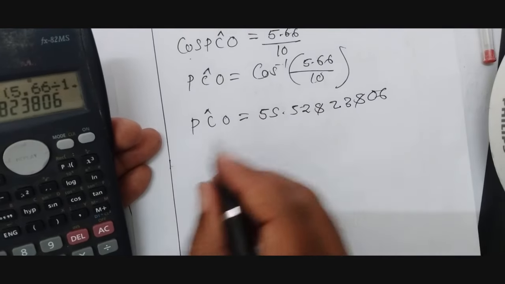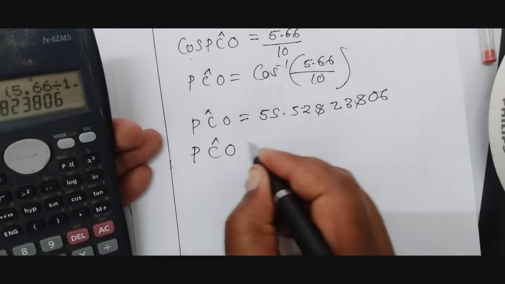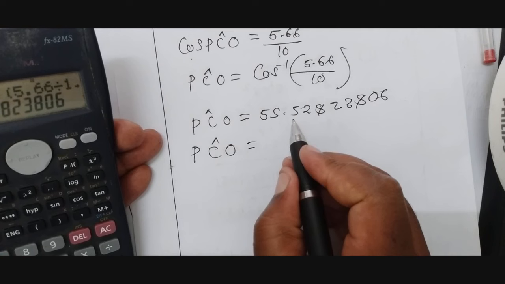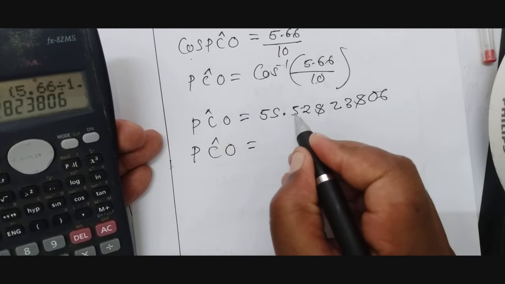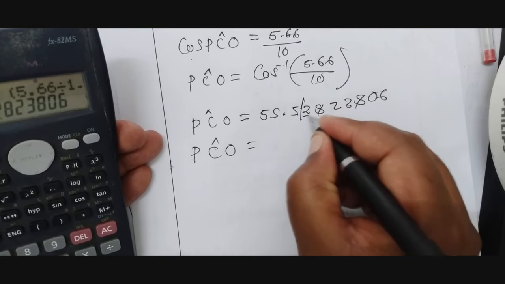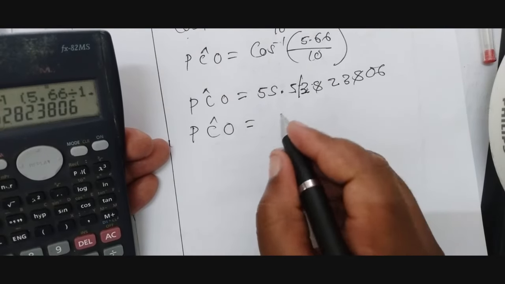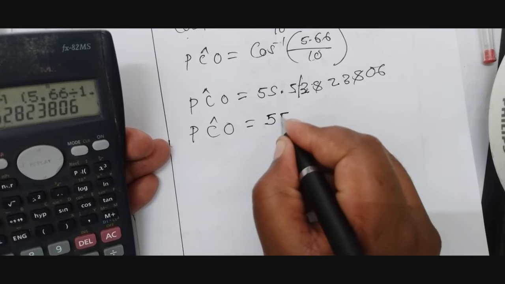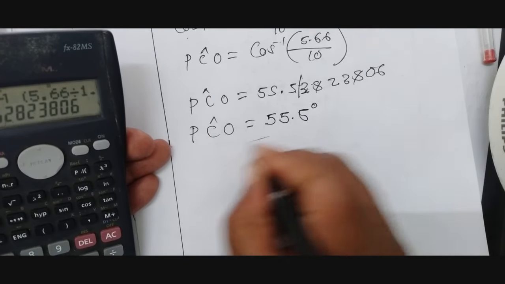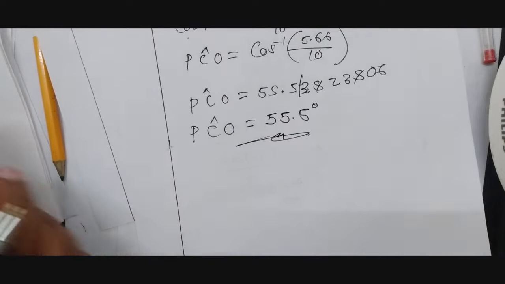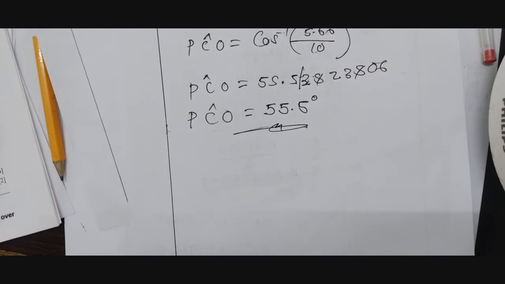823806. So PCO is equal to, now when you are dealing with degrees, you round them off to one decimal place. So after the point, I'll count one digit, cut a line and consider this one as what? 0. 0 plus 5 is 5. So our answer is 55.5 degrees. All right? That is how we are going to get that one. And that brings us to the end of question 11. Go to the last one.